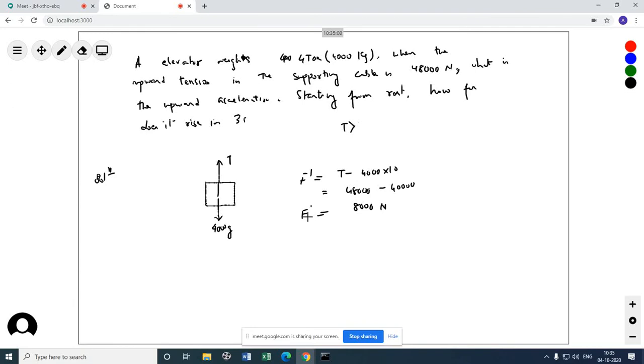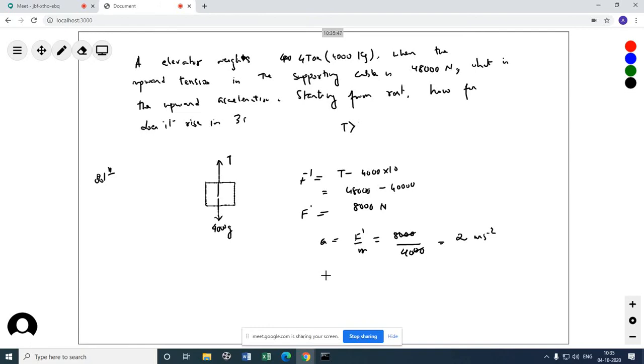What is the acceleration? No, sir, that was 4,000, not 40,000. No, into 10 mg. So acceleration would be F by m. So 8,000 divided by m. Mass will be 4,000. That gives me approximately 2. With 9.8 it may be greater. 2 meter per second square. So that is the acceleration.